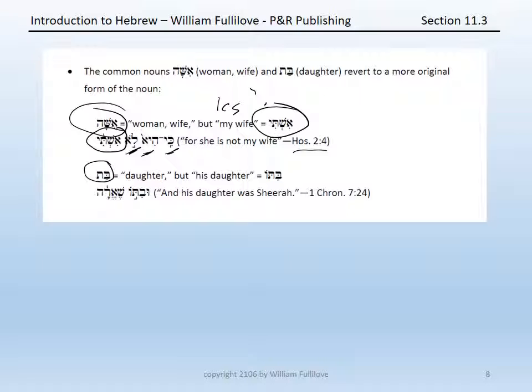Likewise, bat, daughter, becomes, with the addition of suffixes, a more original form, bito. O is the third masculine singular suffix. The original form of the noun, bit, and note the dagesh in the tav. For instance, 1 Chronicles 7:24, uvito she'erah, and his daughter, the conjunction vav plus his daughter, was Sheerah, her name.